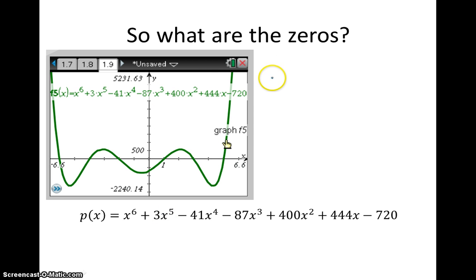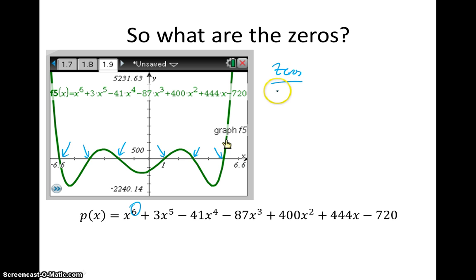Now, we know that the zeros of this polynomial are going to happen wherever it crosses the x-axis. So it looks like we have 1, 2, 3, 4, 5, and 6. Hey, great. So all of our zeros are real, because for a degree 6 polynomial, we should have 6 zeros, including complex and real. And here we have it crossing the axis 6 times. So all of my zeros are real. Let's see where the zeros are.